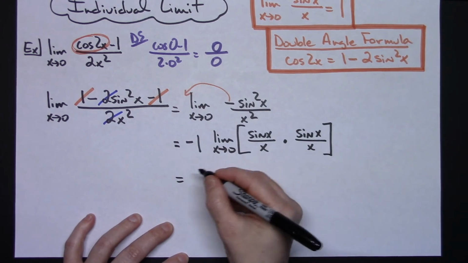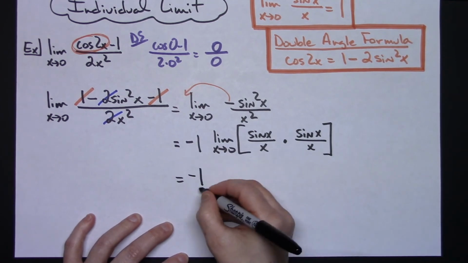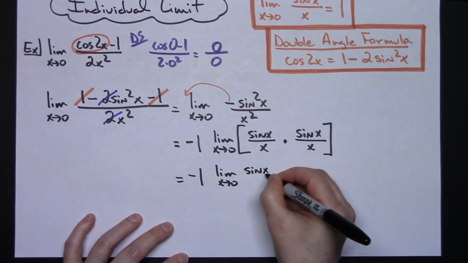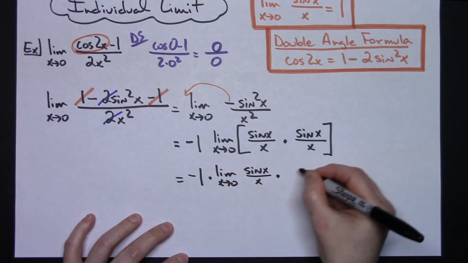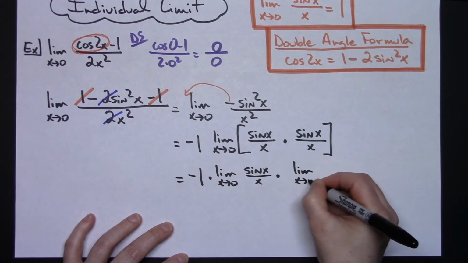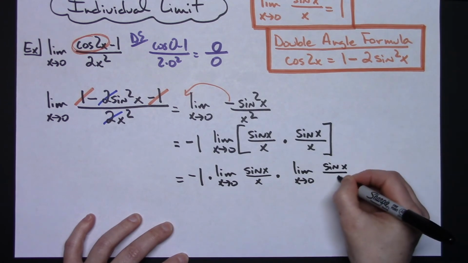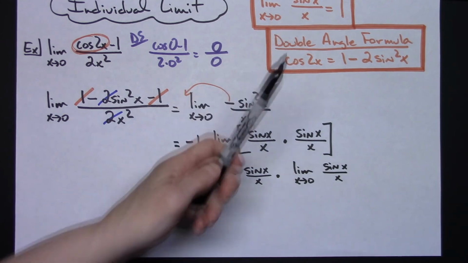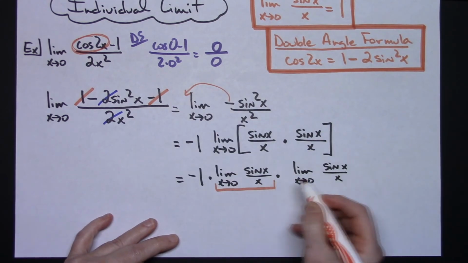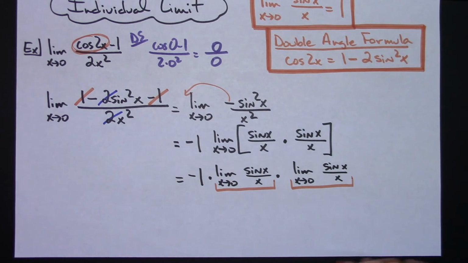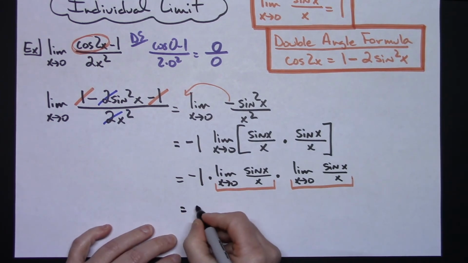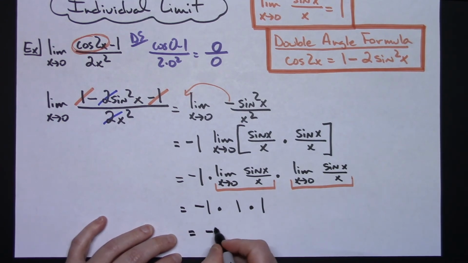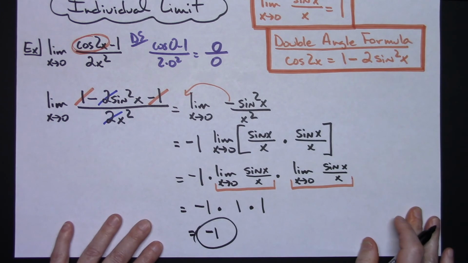Alright, now, probably wouldn't hurt to put an extra line in here. Negative 1 times the limit as x approaches 0 of sine x over x, and then times the limit as x approaches 0 of sine x over x. Multiplying those two things, I can break those up into individual limits. Because of my properties, I know that this is equal to 1. I also know that that is equal to 1. So, for a final answer here, I'm going to have negative 1 times 1 times 1, which will result in an overall limit of negative 1.